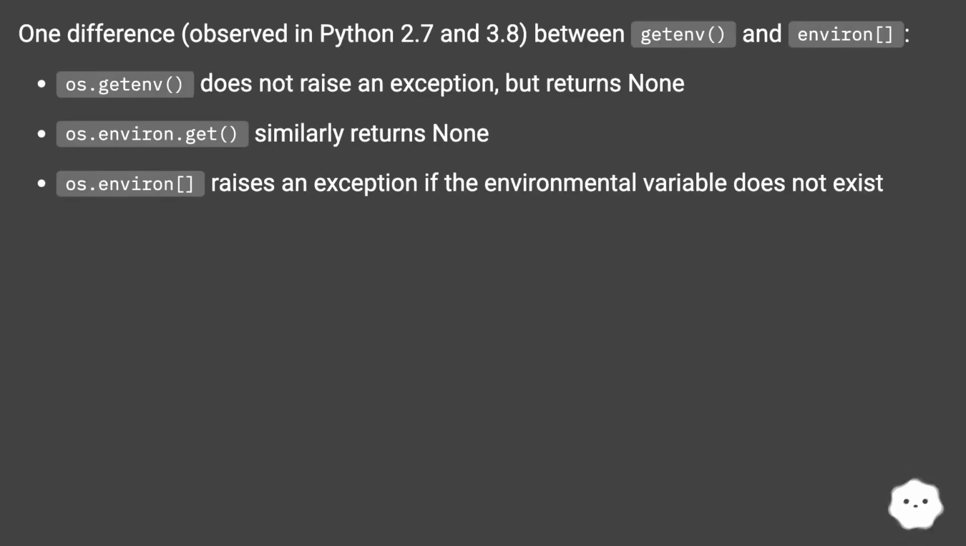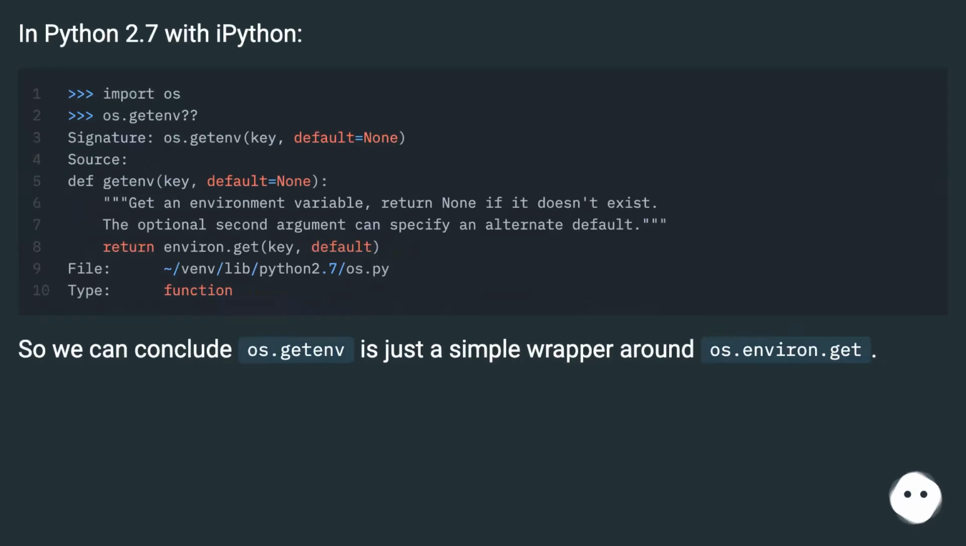One difference, observed in Python 2.7 and 3.8, between getenv and environ. os.getenv does not raise an exception but returns None. os.environ.get similarly returns None. os.environ raises an exception if the environment variable does not exist. In Python 2.7 with IPython.